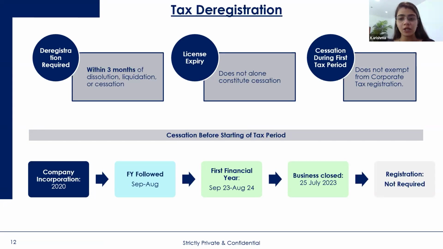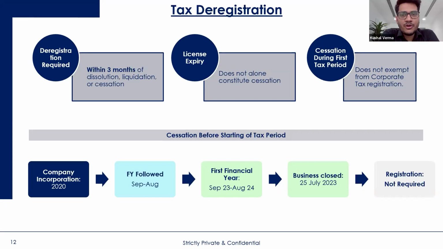So if you're having a liquidation report, say suppose now that is in August 2024, you are already into your first corporate tax period. I'm assuming you're following the financial year of Jan to December. So if that is the case, then being your first financial year Jan to December, you're already in that period. Of course, you will have to register and then you will have to deregister. There is no exception that only if the license is expired, there is no need to register. So I hope it clarifies.